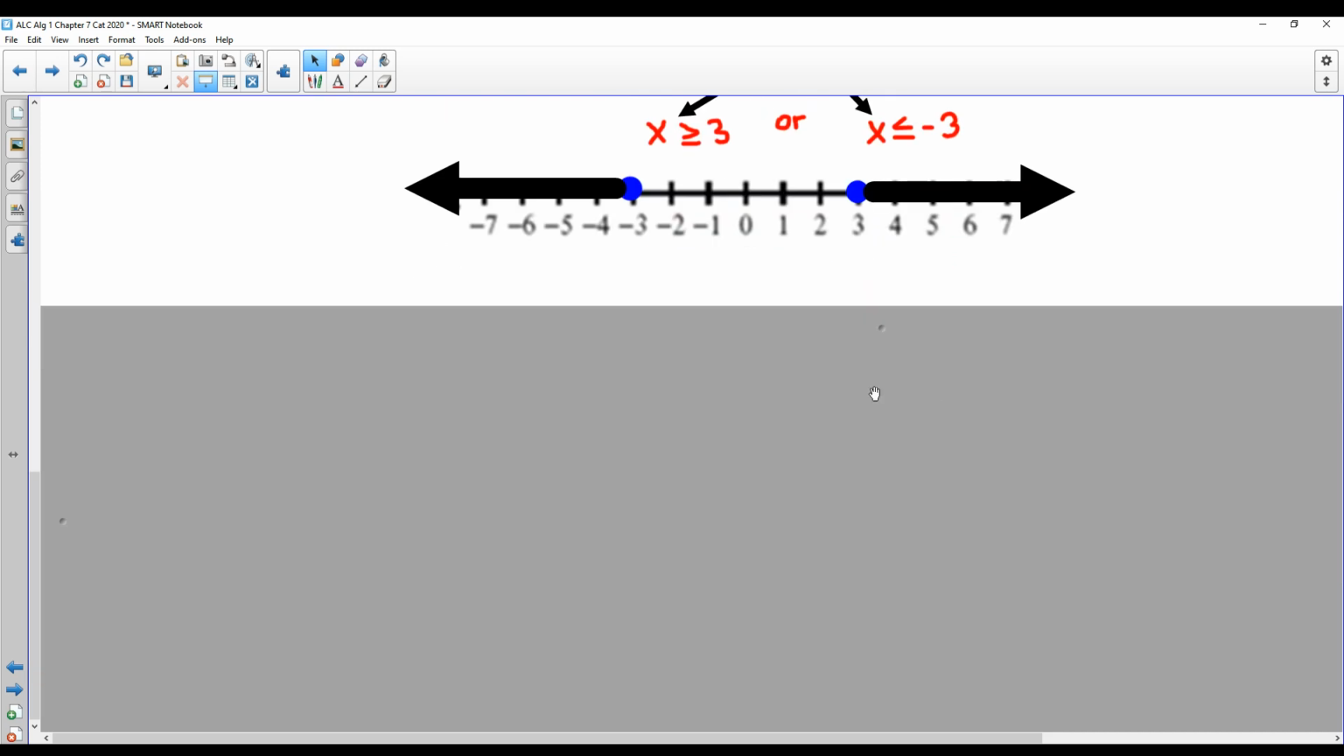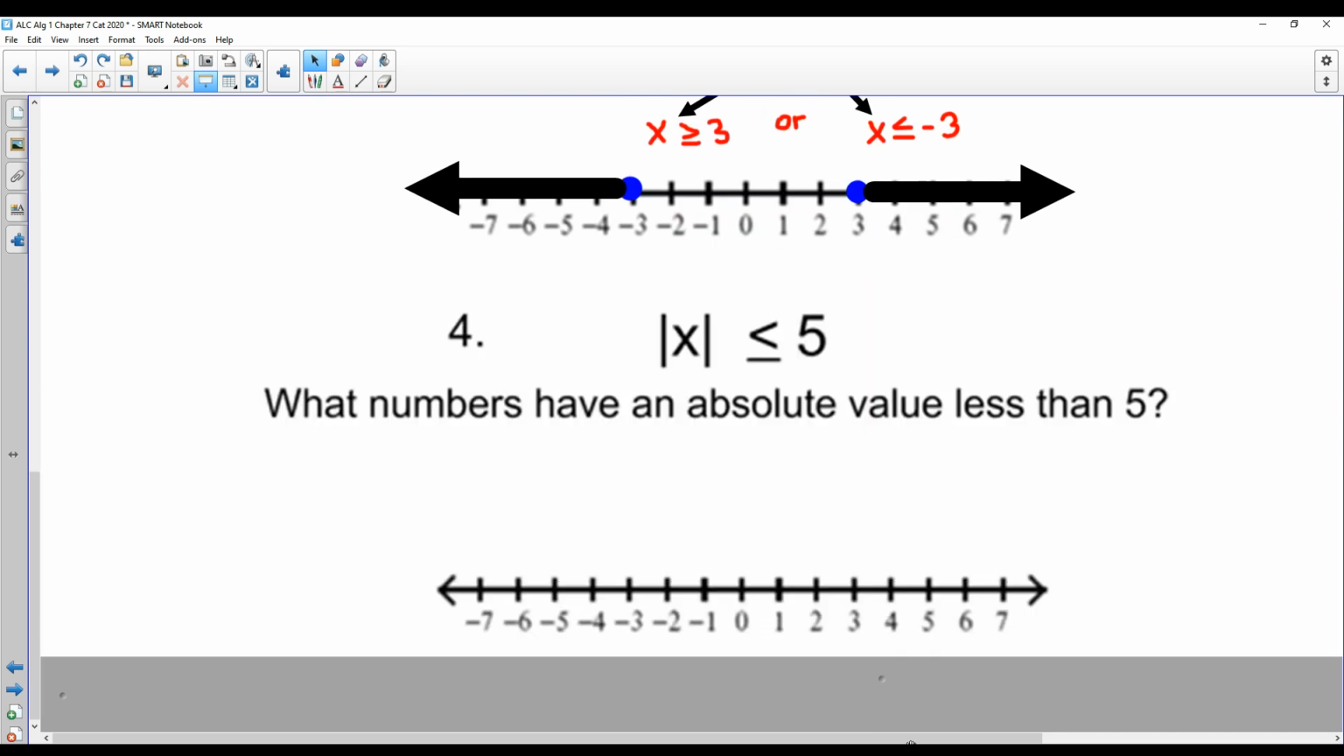All right, so let's take a look at another one. What numbers have an absolute value that's less than 5? So give me some numbers. Give me 4 numbers that have an absolute value less than 5. Okay, hopefully you went with numbers like 0. That has an absolute value less than 5.